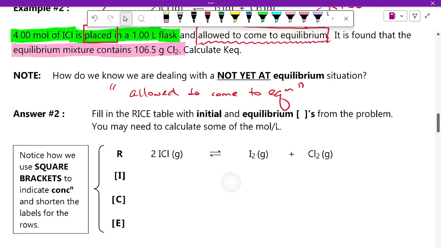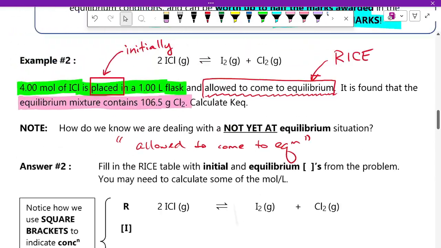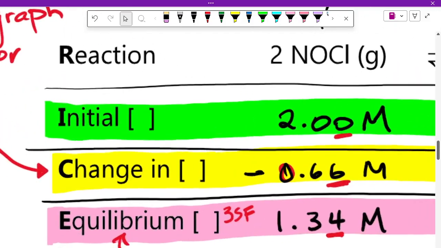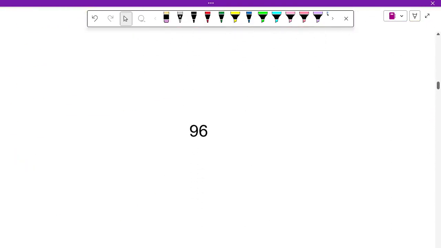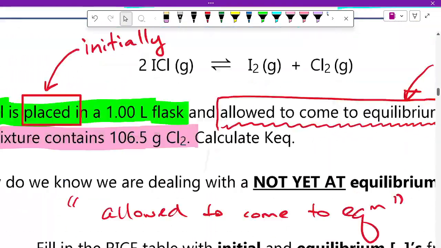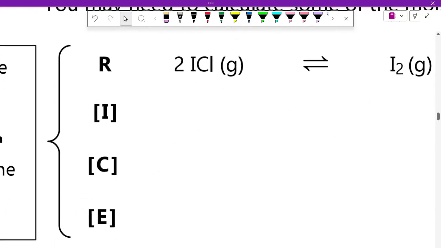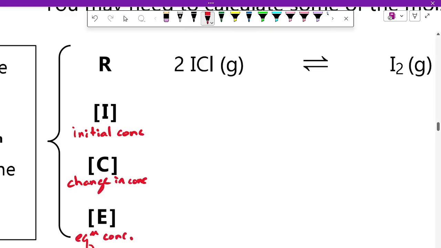So when we have our rice table, last time we actually wrote initial concentration, change in concentration, equilibrium concentration. That gets exhausting. So if you choose to, instead, you can simply write I in square brackets, C in square brackets, E in square brackets, because that means our initial concentration, change in concentration, and our equilibrium concentration.